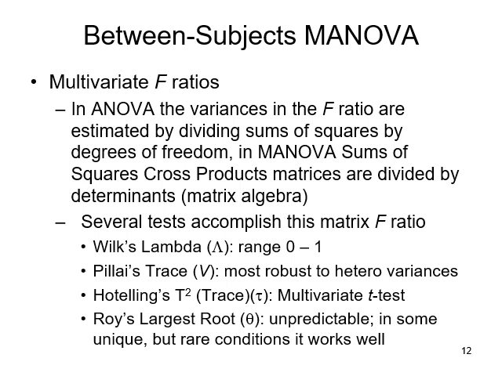And finally, there's Roy's largest root. It's unpredictable. In some unique but rare cases, it works well. Roy's largest root is almost always going to find some differences, so it's not very robust. It tends to underestimate or overestimate effect sizes. It tends to give us p-values that are not quite trustable.